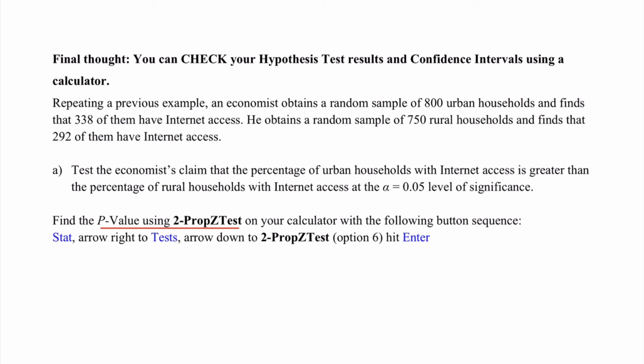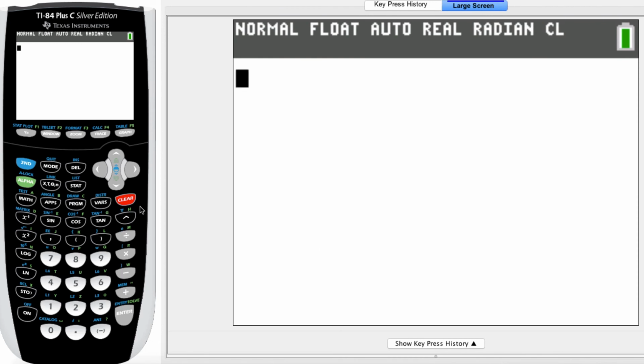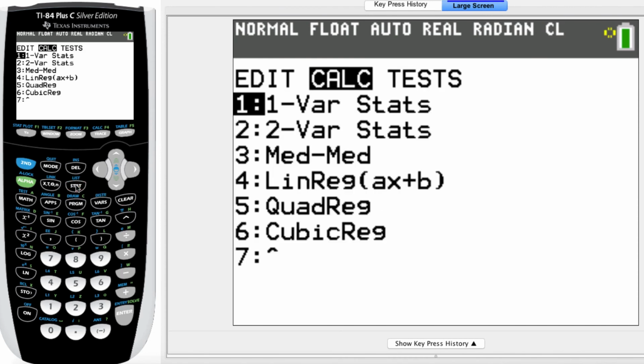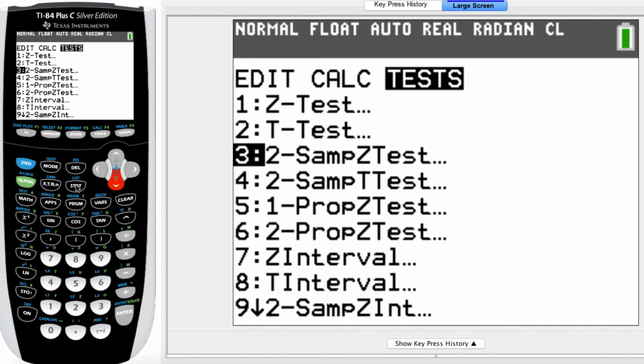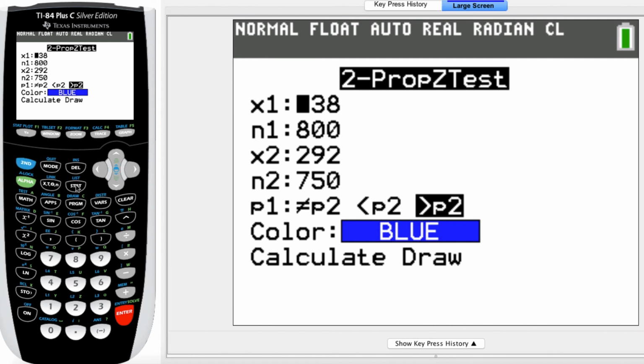Remember, the z refers to a normal distribution, which means we've checked to make sure our requirements have been met. Heading over to our calculator then, like we see in the notes, we're going to hit stat and then tests, and we're looking for the 2prop_z test function, which would be our option number 6 on my screen. Hitting enter to enter the test, we have our x1 value of 338, which comes from our first sample, and the sample size was 800. Remember, that was our urban households. Our x2 is 292 with an n2 of 750 from our second sample. And our hypothesis stated that our urban was greater than our rural, so we've got p1 greater than p2.